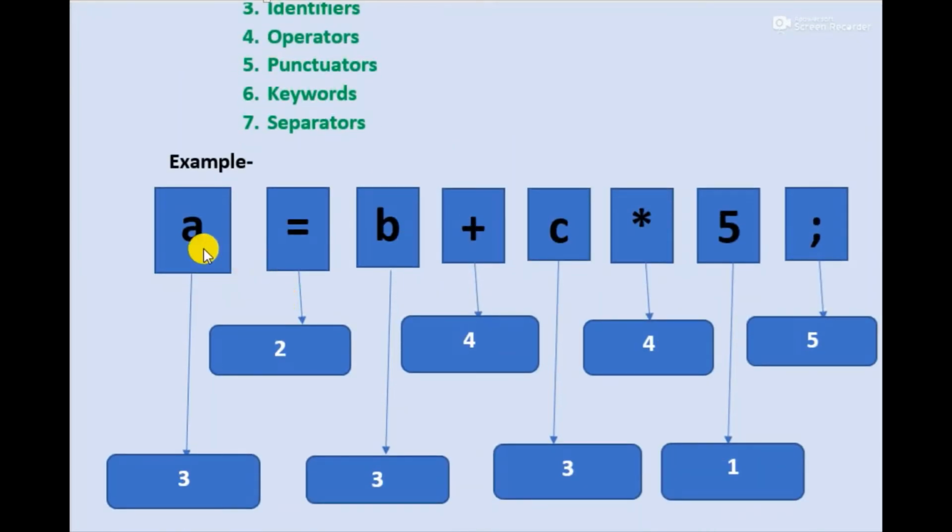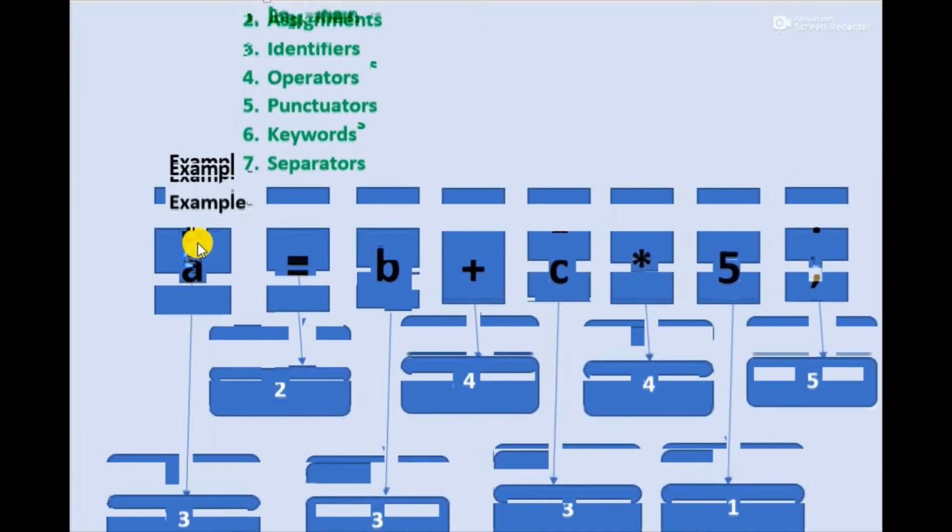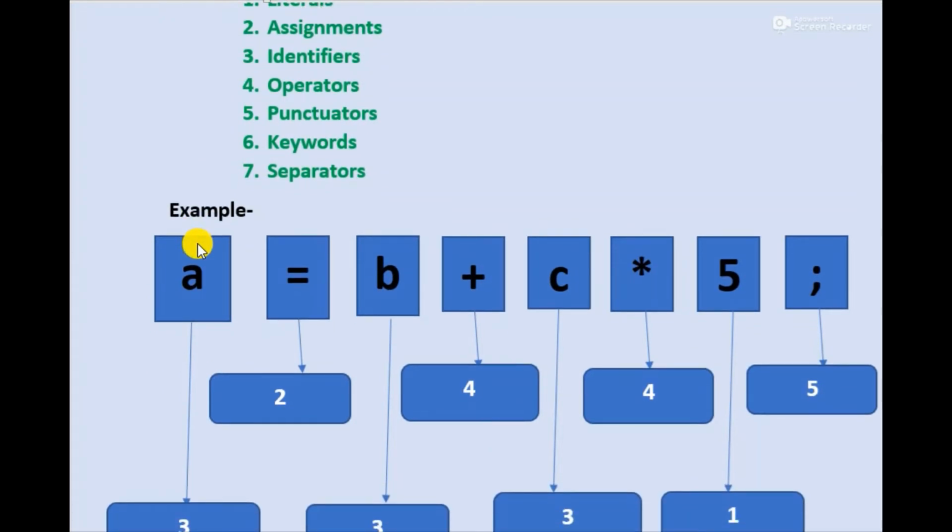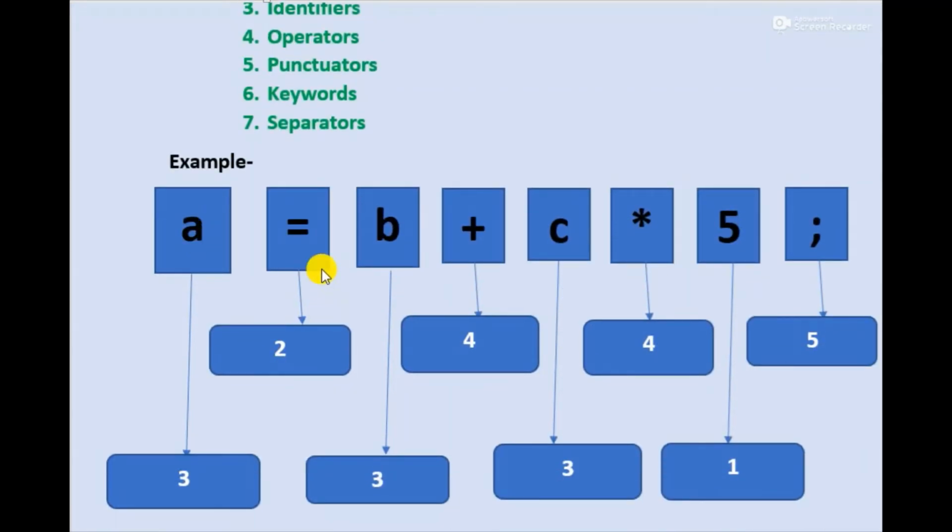So here we can see a, so a is the identifier. Equal to is the assignment token. Again b is the identifier token, plus is the operators token. And c is again identifier token. This asterisk is the operators token, this 5 is the literal token, and this semicolon is the punctuators token. So each and every component of a Java program is known as token.